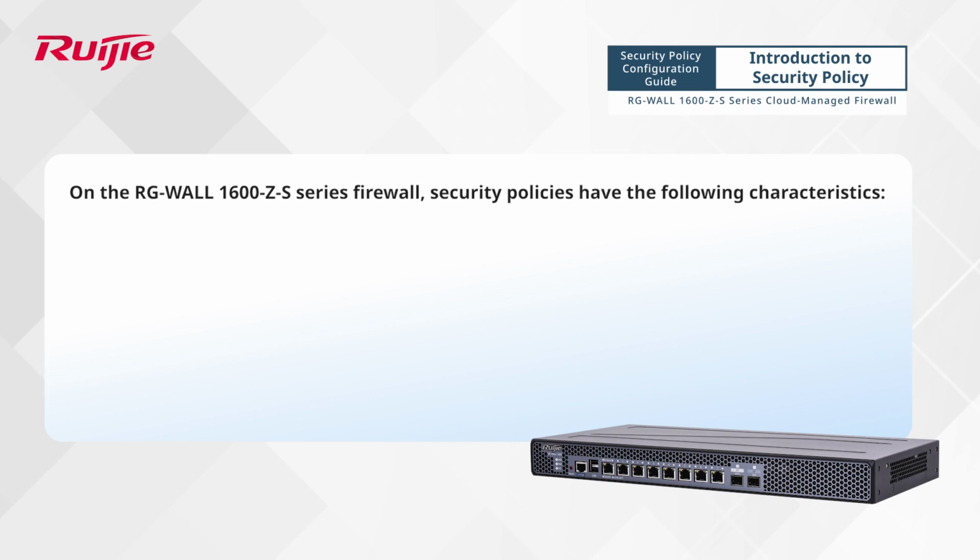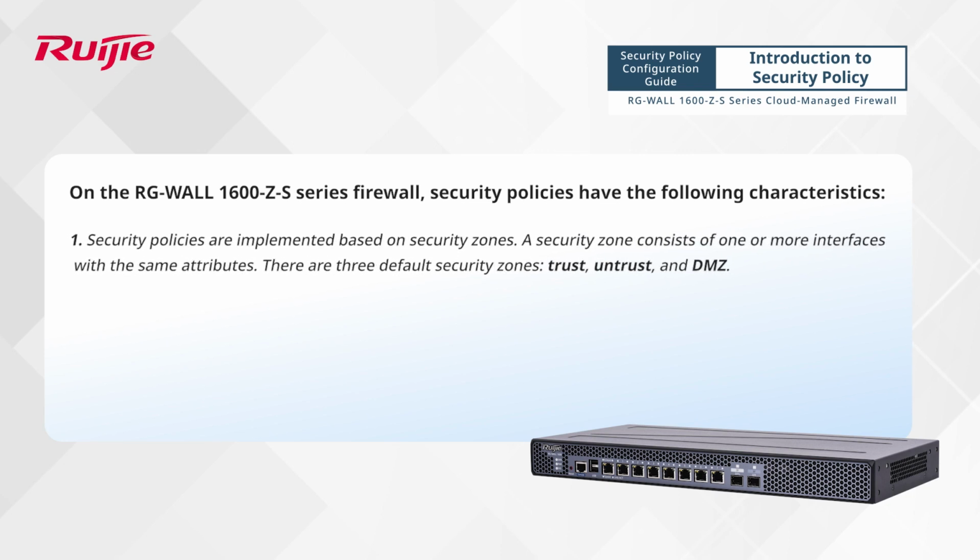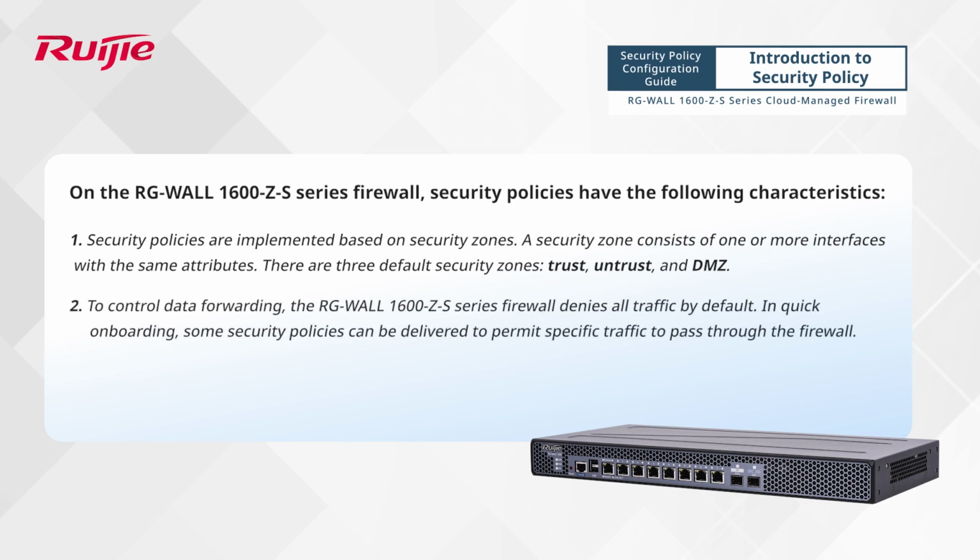On the RGWALL 1600Z S-Series firewall, security policies have the following characteristics. 1. Security policies are implemented based on security zones. A security zone consists of one or more interfaces with the same attributes. There are three default security zones, Trust, Untrust, and DMZ. 2. To control data forwarding, the RGWALL 1600Z S-Series firewall denies all traffic by default. In quick onboarding, some security policies can be delivered to permit specific traffic to pass through the firewall.